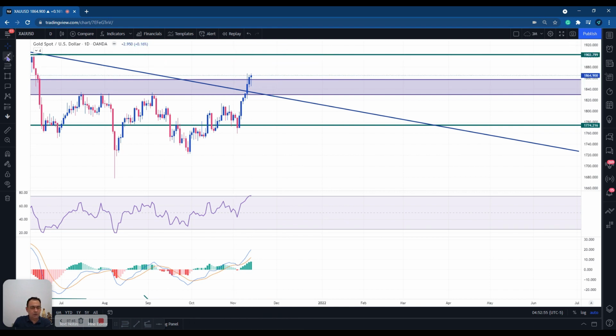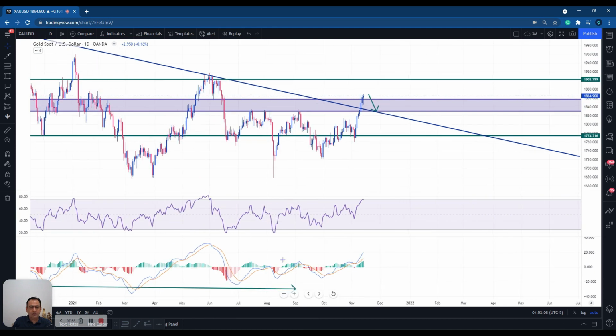it may get into a pullback and make a retest of this area, 1830. Now, 1830 is a very crucial level because it acted as a resistance multiple times in the recent past. Number one, two, three, four, five, a number of times. It has acted as both resistance and support.